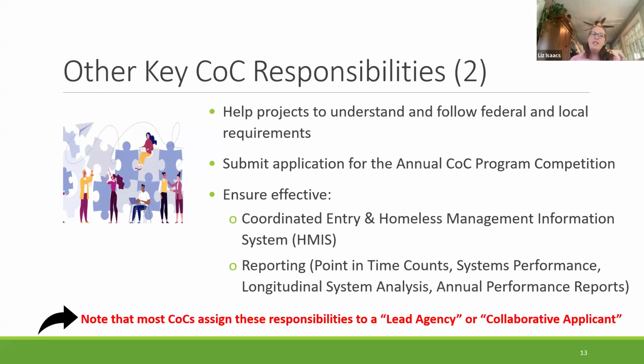But to make all of these tasks happen and to make the CoC run, the CoC will assign these responsibilities to different agencies, and Matt's going to talk a little bit about this later. So while the CoC is responsible for making this happen, again, it's other agencies that are actually carrying out the tasks to accomplish them. Okay.